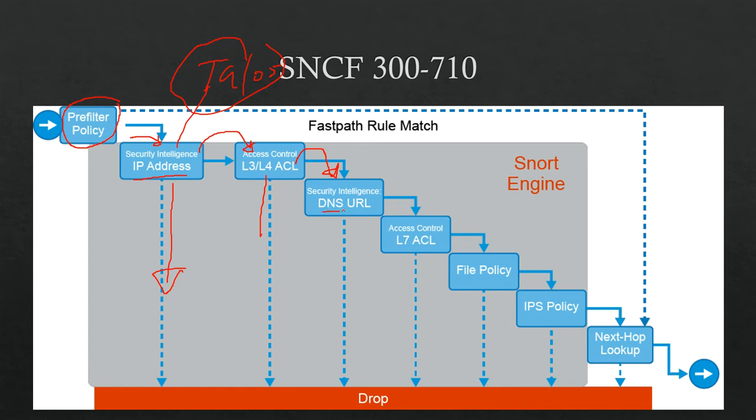This is for DNS and URL. I told you security intelligence has three types: by IP, by DNS, by URL. If it passes, it will go for the access control policy layer 7. Check the application here. If it passes, it will go for the file policy and IPS policy, and after that, it will go to the next hop lookup. Great. So pre-filter is here for something called fast path. Fast path, if I don't want it to be checked by the Snort engine.